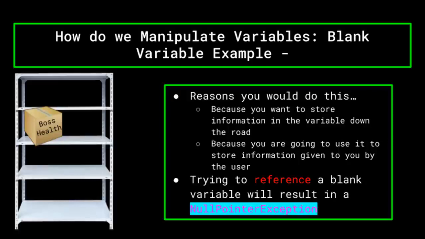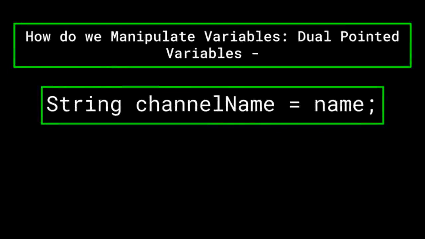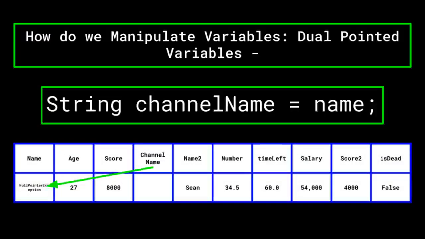Now, programming languages allow us to do some pretty cool things with these boxes that we've created. For example, let's say we created a second variable called channel name, and instead of setting it equal to null pointer exception, we instead set it equal to our already created name variable. This doesn't create a space in memory for this new variable, however, it simply points to the same location of memory we have already created for the name variable.